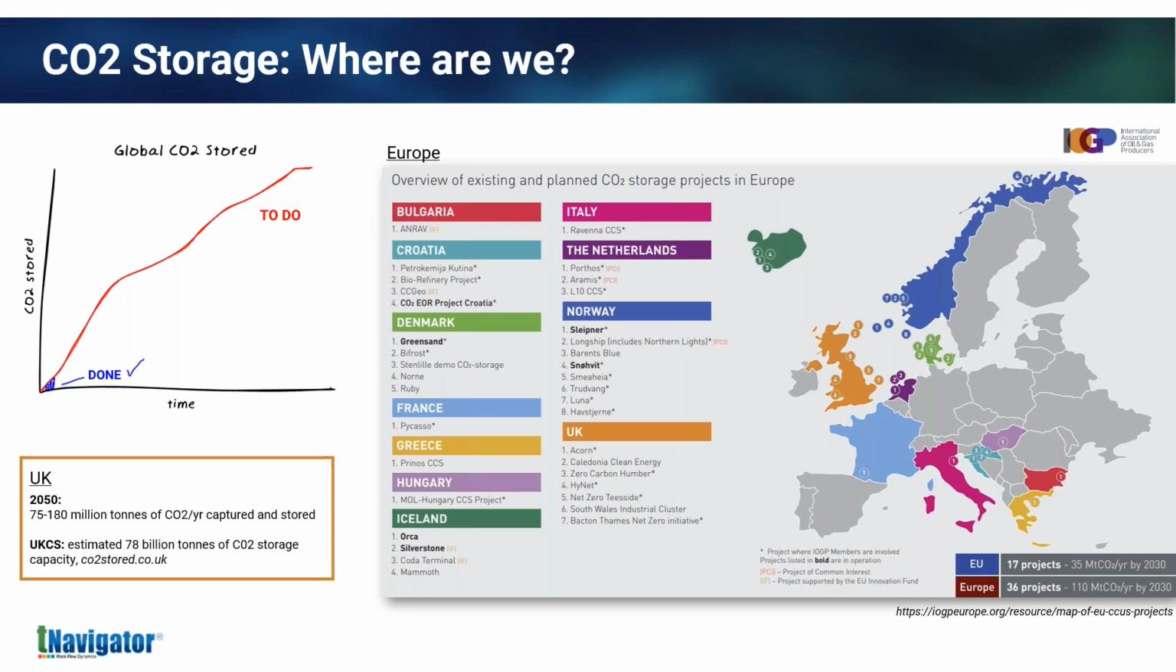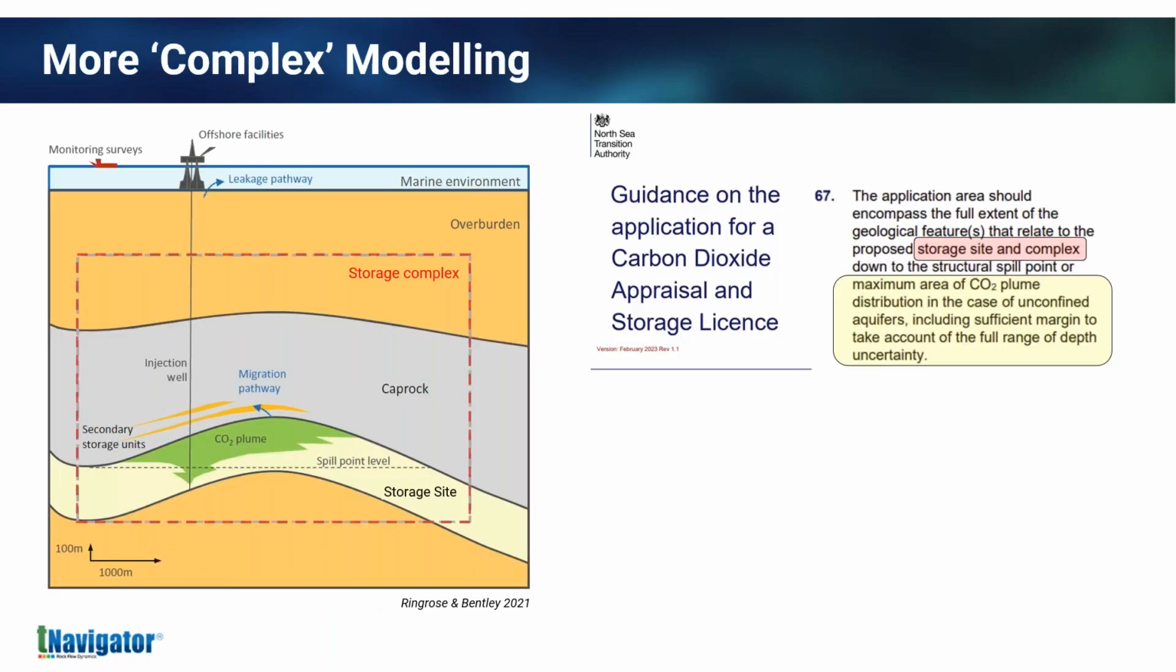Not only do we have a lot more modeling to do, but also this modeling is more complex than ever. When we look at the guidelines from the North Sea Transition Authority in the UK, the NSTA, and also the EU CCS directive, the requirements don't only require us to model out these CO2 storage sites where we're planning to put the CO2, but also the storage complex. So there's a nice diagram here from the Reservoir Model Design book by Phil Ringrose and Mark Bentley. I can highly recommend it.